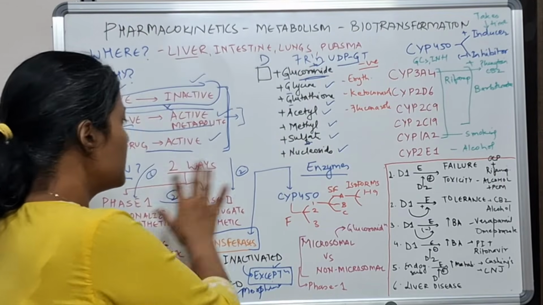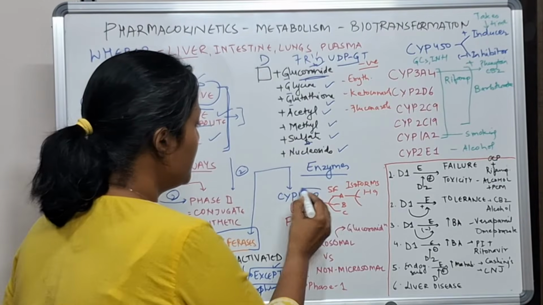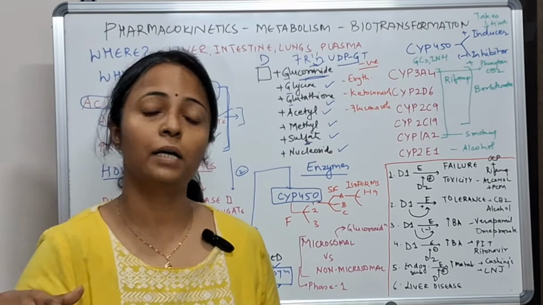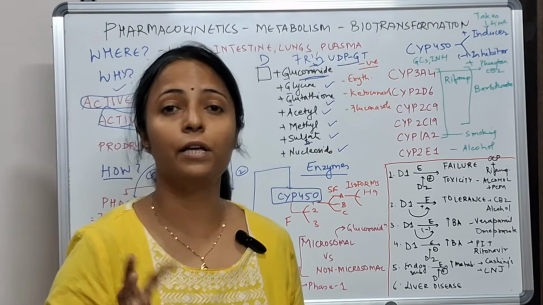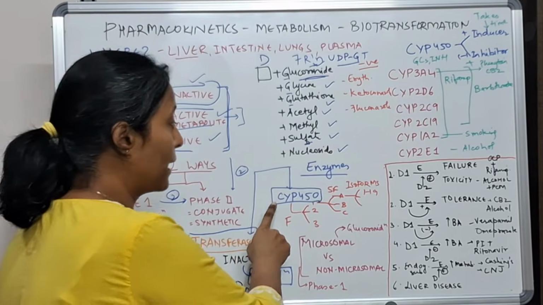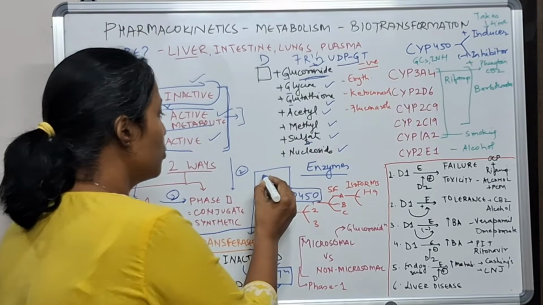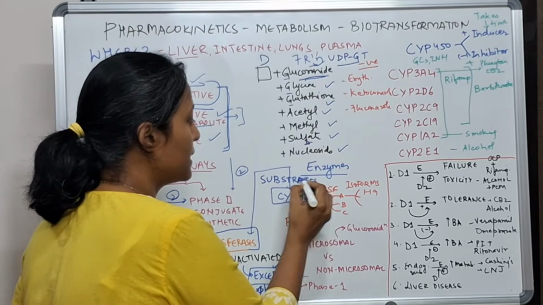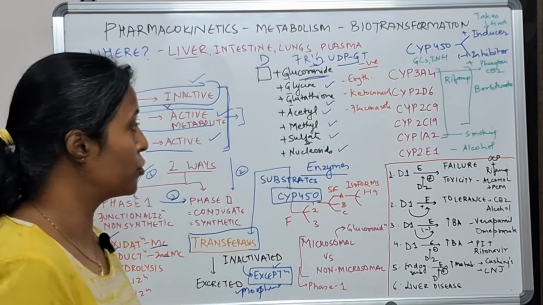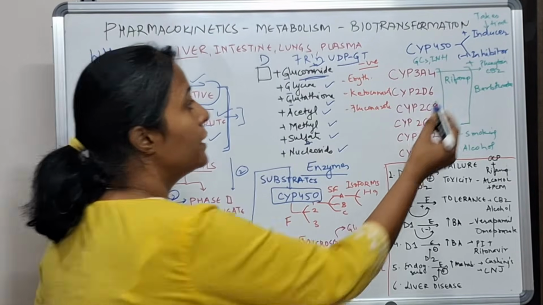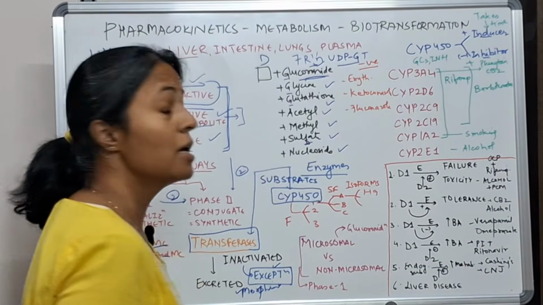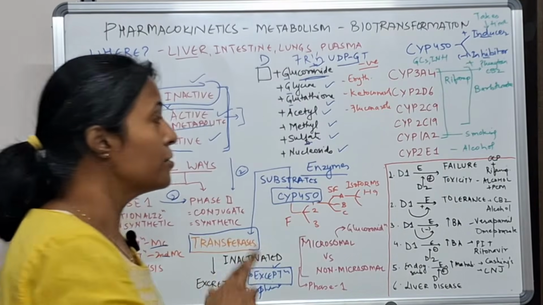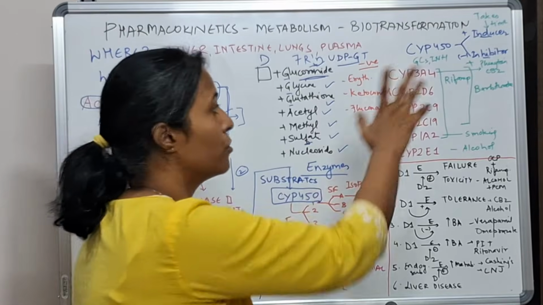Now, for oxidation, one very important enzyme is CYP450. And this is very important because this concept you will see again and again in different chapters. There are various drugs which are acted upon by this enzyme, and that is known as substrates. Substrates are the drugs which this enzyme acts upon. But there are certain drugs which are its inducers and inhibitors. That means some drugs will increase the activity of this enzyme, and those drugs are known as inducers. Some drugs will decrease the activity of this enzyme, and those are known as inhibitors.